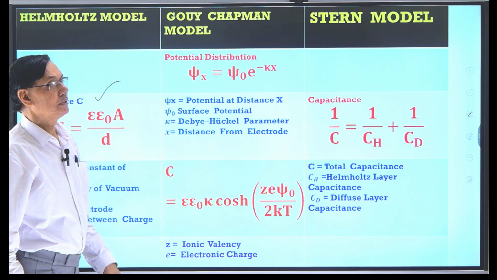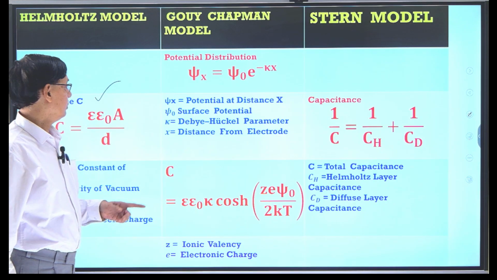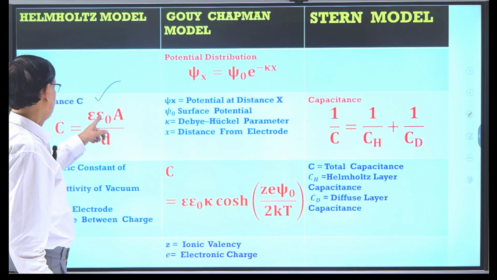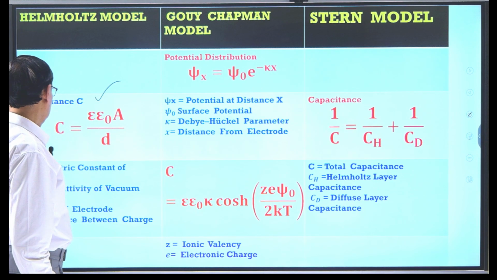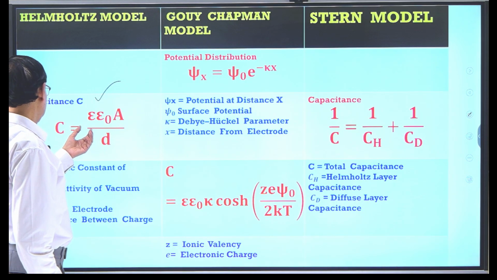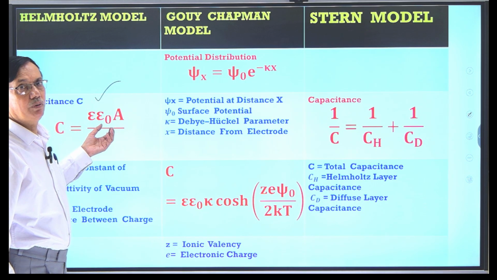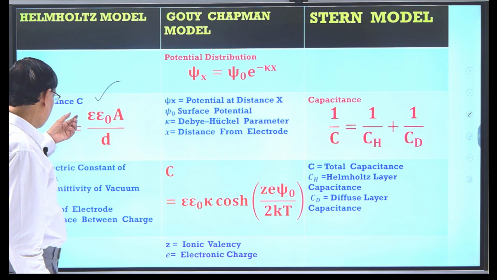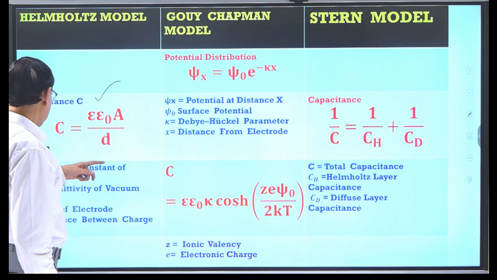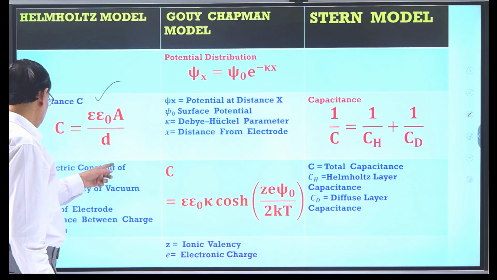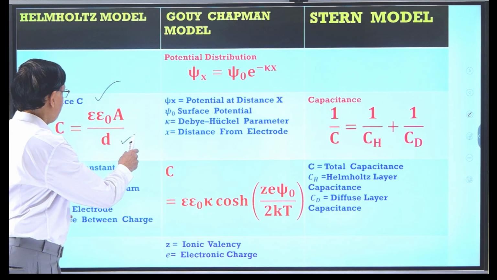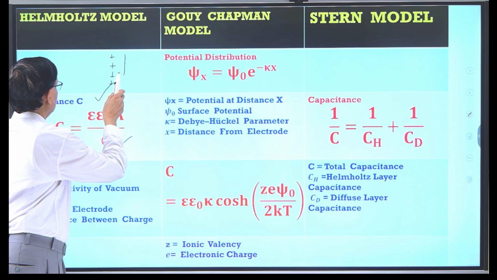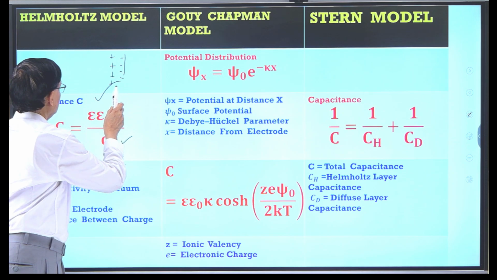So it is C is equal to epsilon 0 epsilon A by d. Epsilon you can generally call it the dielectric constant of the medium, which is very important for any electrochemical studies. And epsilon 0 is the permittivity of the vacuum. A is the area of electrode and d is the distance between the charge layer, because it is a compact layer. So this distance is d.